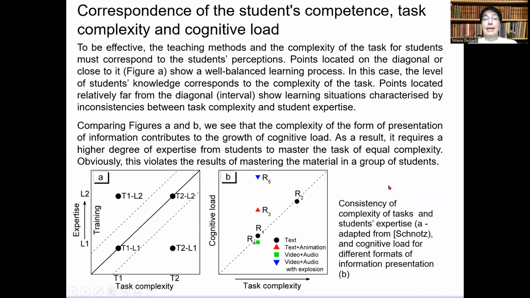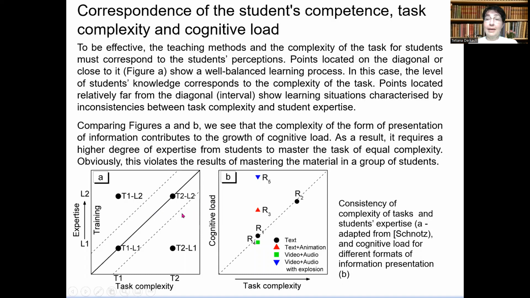To be effective, the teaching methods and the complexity of the task for students must correspond to the students' perceptions. Points located on the diagonal or close to it in figure A show a well-balanced learning process. In this case, the level of students' knowledge corresponds to the complexity of the task. Points located relatively far from the diagonal show a learning situation characterized by inconsistency between task complexity and student expertise.